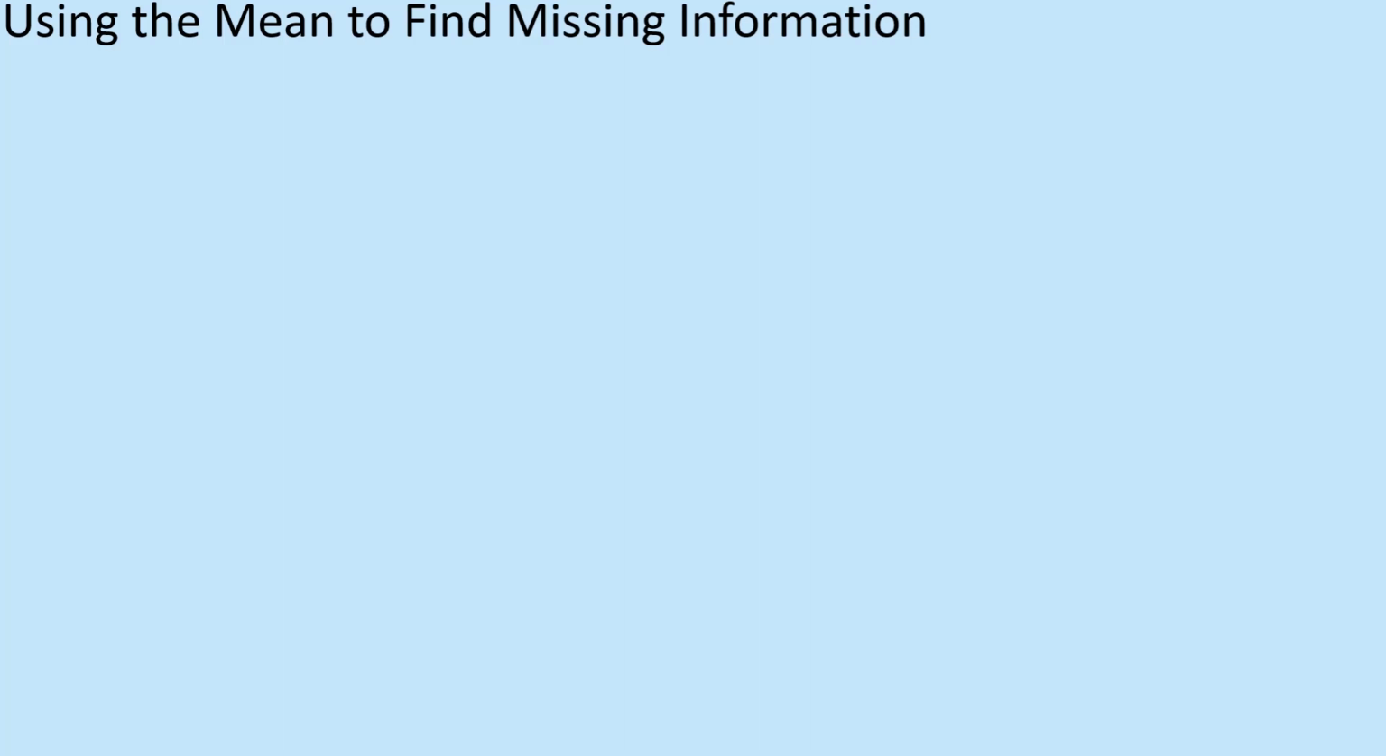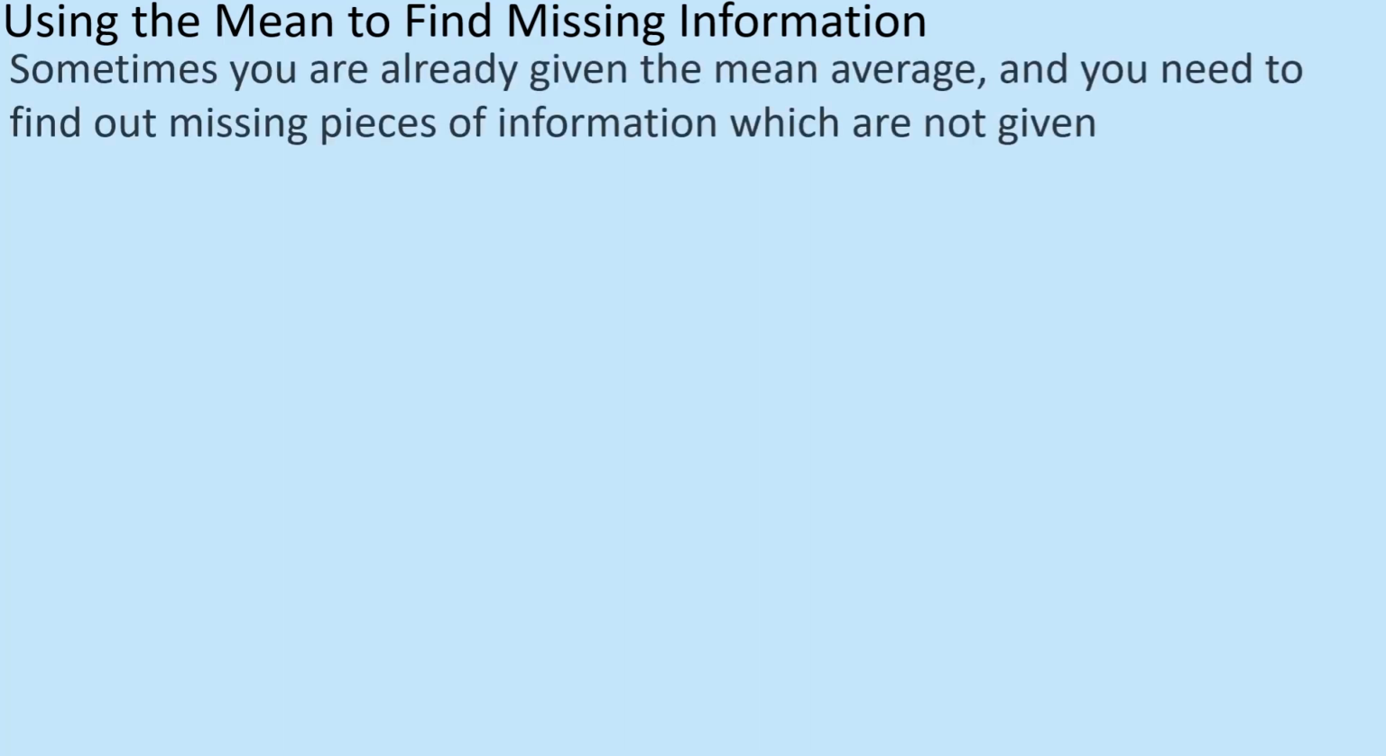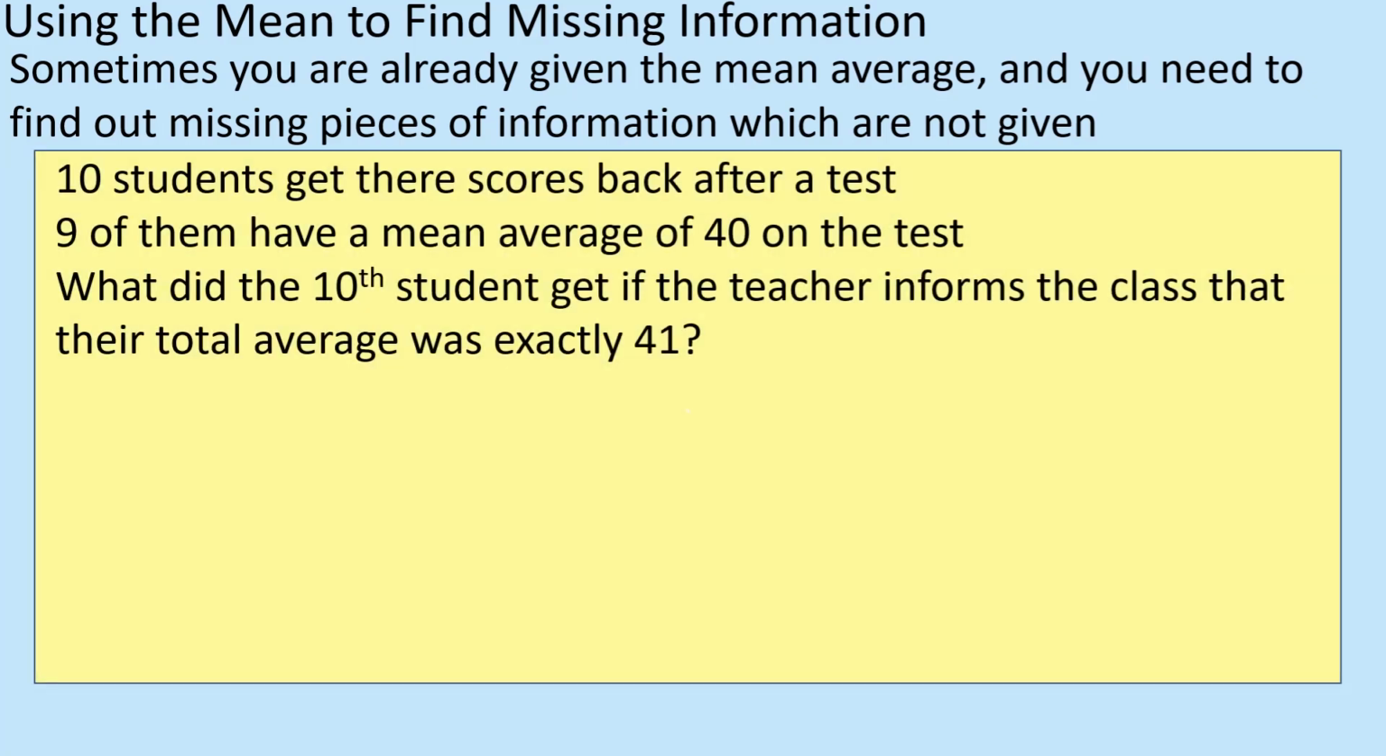Alright, so the idea with this one is that we've got some information to start with, and we're going to use the idea that we already know what the mean is to try and figure something out. Sometimes you're given it and then from there you need to calculate how to go backwards almost. So let's have a look at the example and you'll understand what I mean.